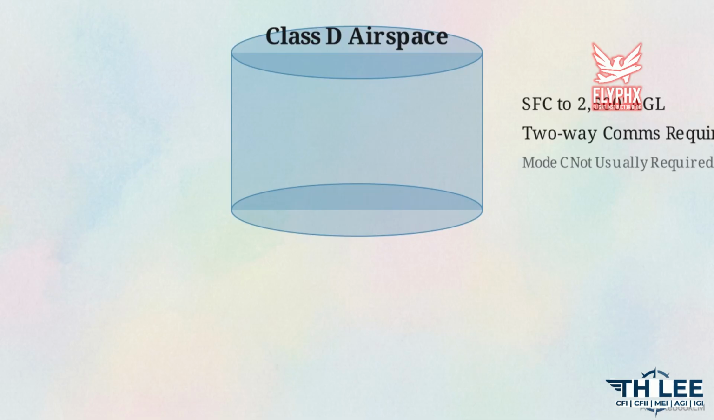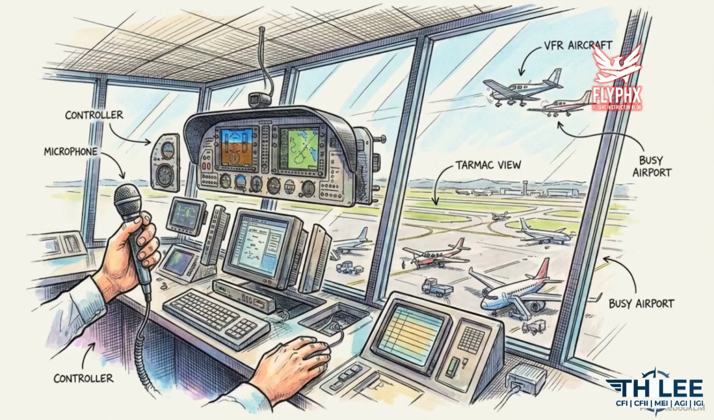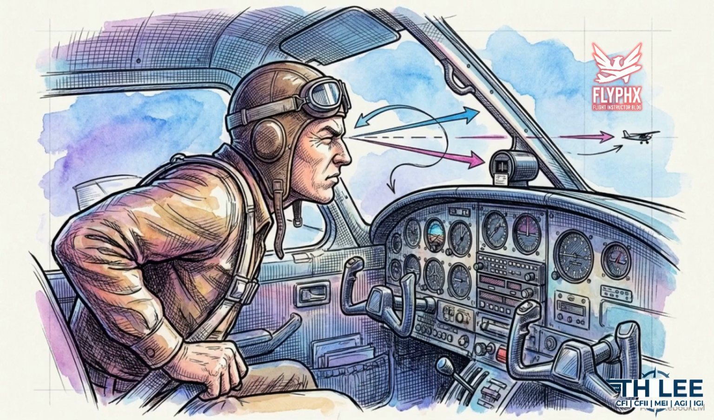Next is Class D airspace, built around airports with an operational control tower. It generally extends from the surface to 2,500 feet AGL. The critical distinction in Class D is ATC service. The tower sequences the traffic pattern, but provides no separation services for VFR aircraft. They offer traffic advisories and safety alerts, but visual separation is your responsibility.